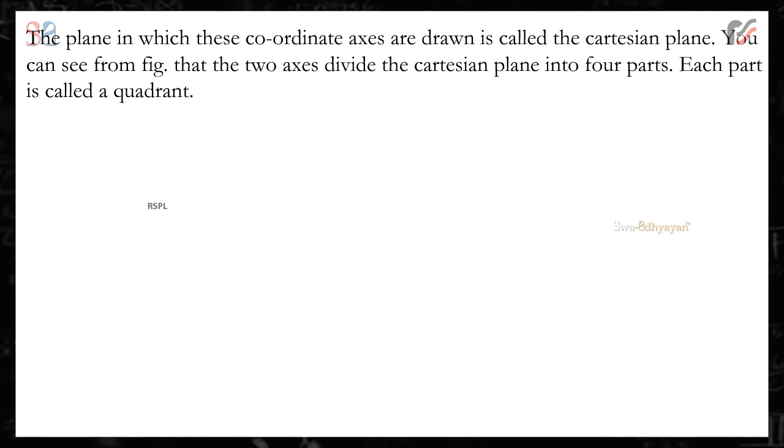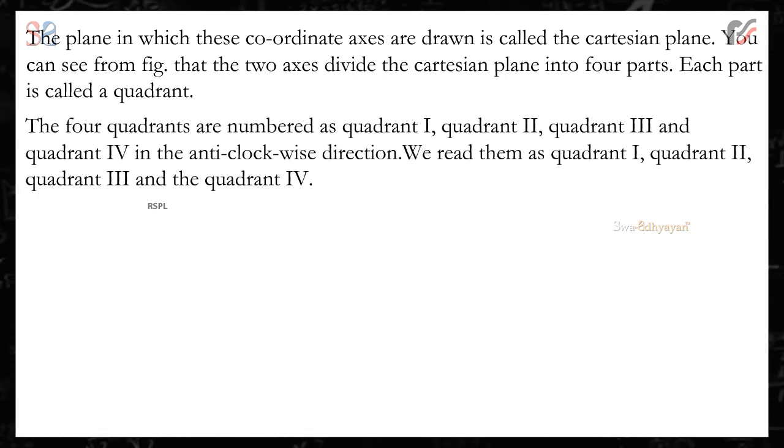You can see from the figure that the two axes divide the Cartesian plane into four parts. Each part is called a quadrant. The four quadrants are numbered as quadrant 1, quadrant 2, quadrant 3 and quadrant 4 in the anti-clockwise direction. We read them as first quadrant, second quadrant, third quadrant and fourth quadrant.